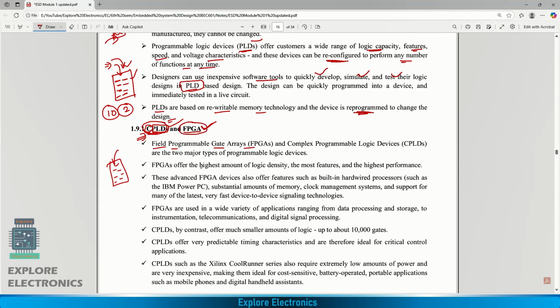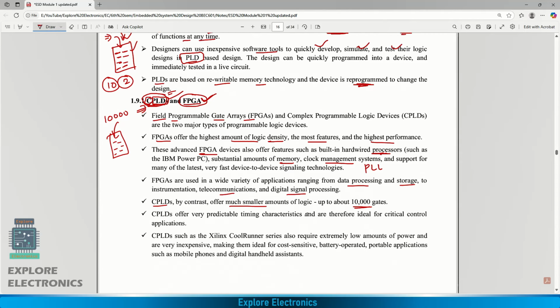You can see here FPGAs offer a high amount of logic density, more features and high performance. CPLDs have a small amount of logic. You can see it can contain 10,000 gates, and FPGAs can contain more than that. Advanced FPGA devices offer built-in hardware processors. It will consist of a processor inside, and also memory and clock management systems like PLLs. All those are inside an FPGA. It will do data processing and storage as well as some telecommunication and DSP applications.